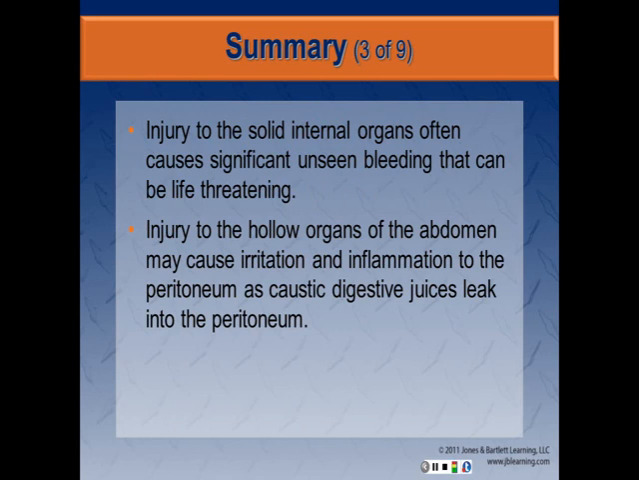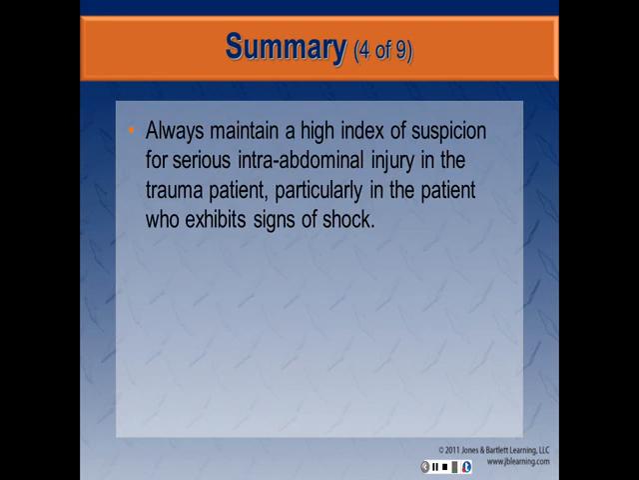Injury to the solid internal organs often causes significant unseen bleeding that can be life-threatening to your patient. Injury to hollow organs of the abdomen may cause irritation and inflammation to the peritoneum as caustic digestive juices leak into the peritoneum. A serious infection may also occur over several hours. Always maintain a high index of suspicion for serious intra-abdominal injury in the trauma patient, particularly if your patient is exhibiting signs and symptoms of shock.